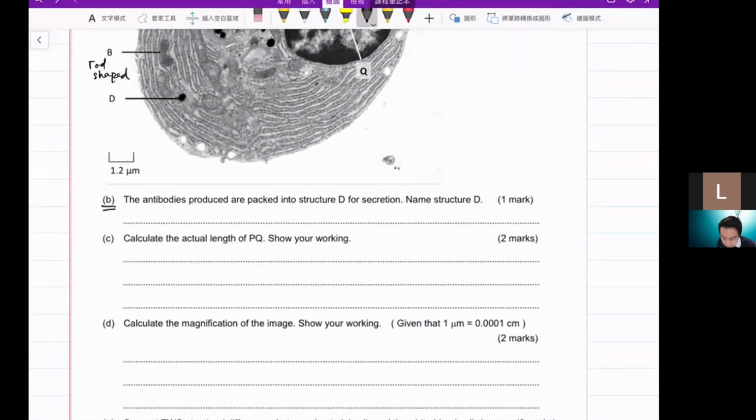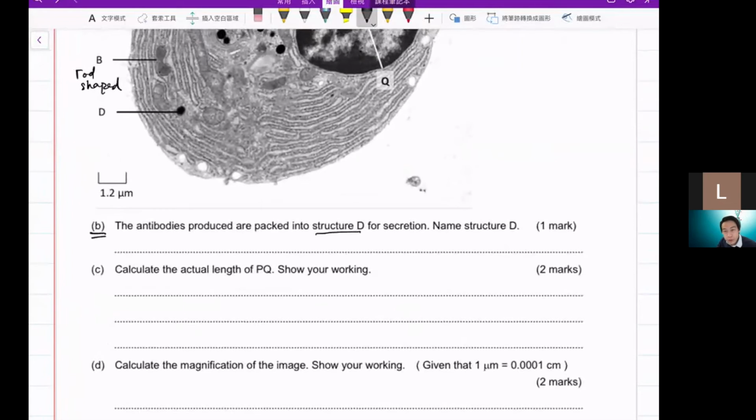The antibodies produced are packed into structure D for secretion. Okay, if you look at your notes, you will find that an organelle sometimes stores useful substances, sometimes stores waste, which is vacuole. So structure D is vacuole.